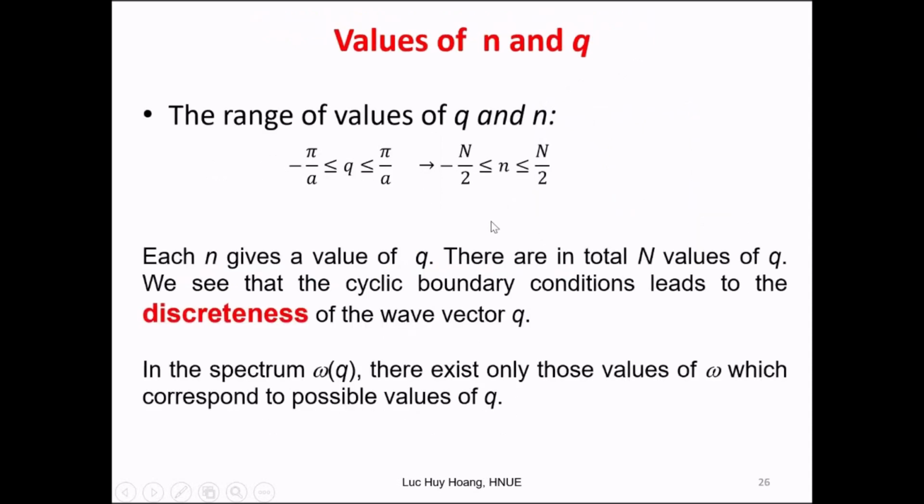Và có bao nhiêu giá trị của q nhỉ? N chạy từ −N/2 đến N/2, như vậy thì có N giá trị của q, đúng không ạ? N giá trị của q gián đoạn, và N sẽ rất lớn. Thế chúng ta có N hạt, đúng không? Và như vậy có N giá trị của q nằm trong đó.